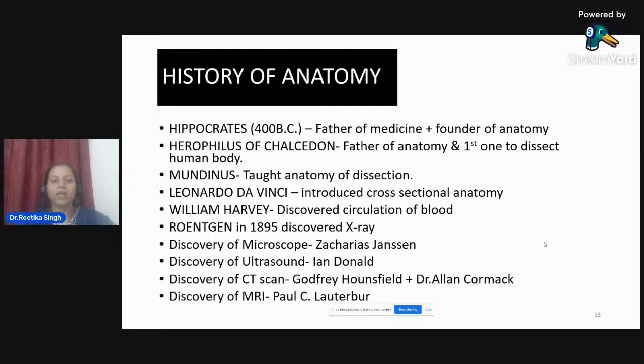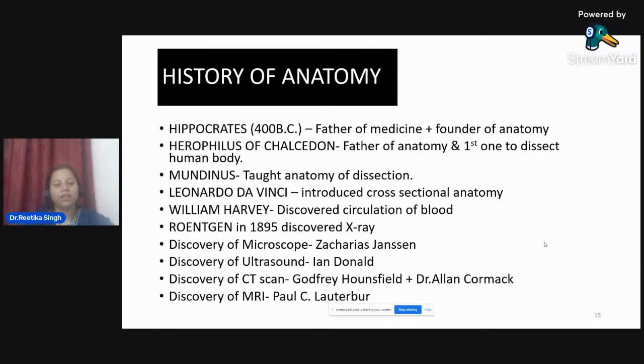The history of anatomy. Hippocrates is called the father of medicine and the founder of anatomy. Herophilus, father of anatomy and the first one to dissect the human body. Mendes taught anatomy of dissection. Leonardo da Vinci introduced cross-sectional anatomy. William Harvey discovered the circulation of blood.